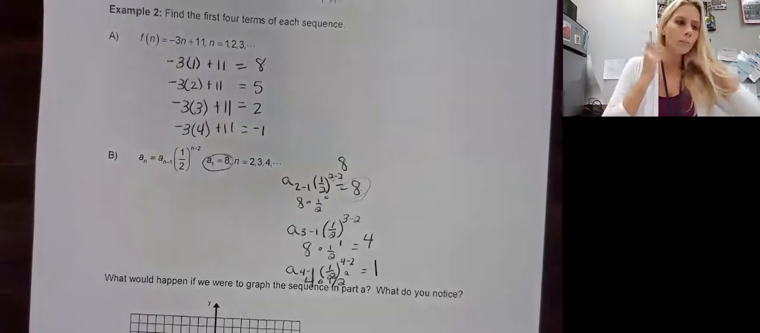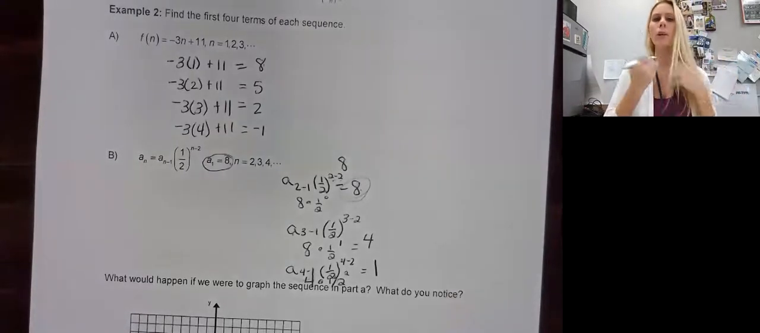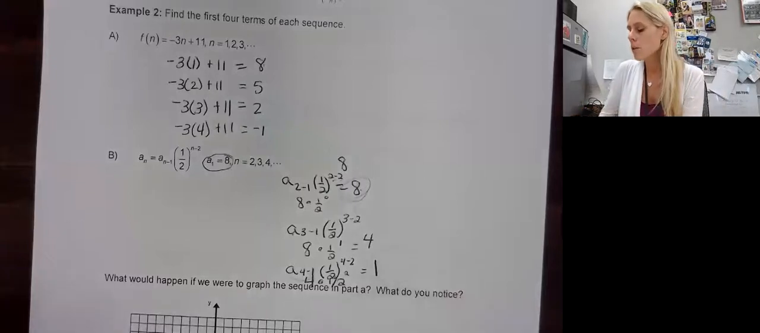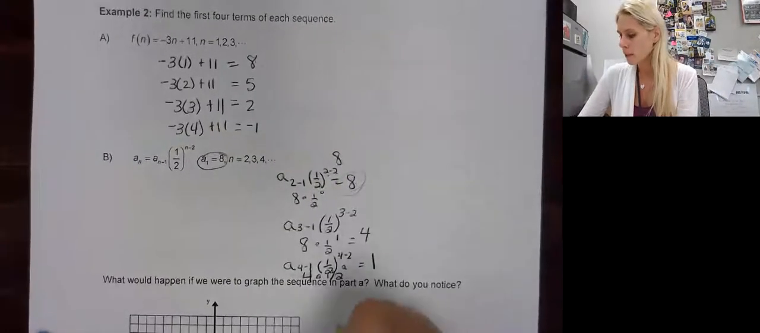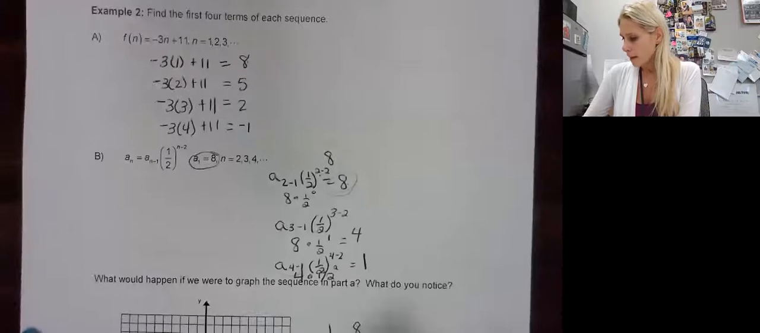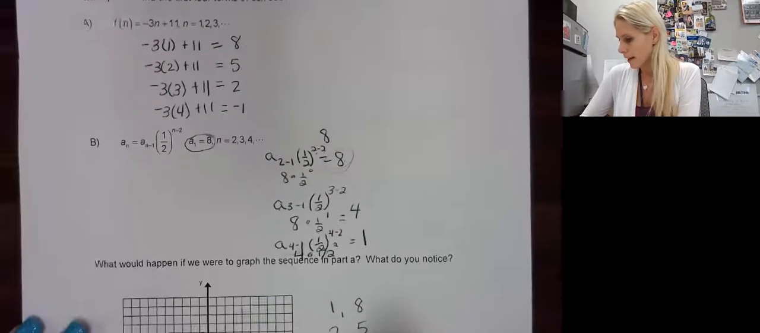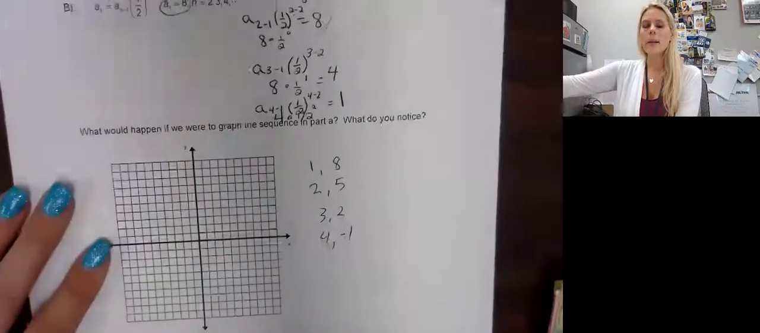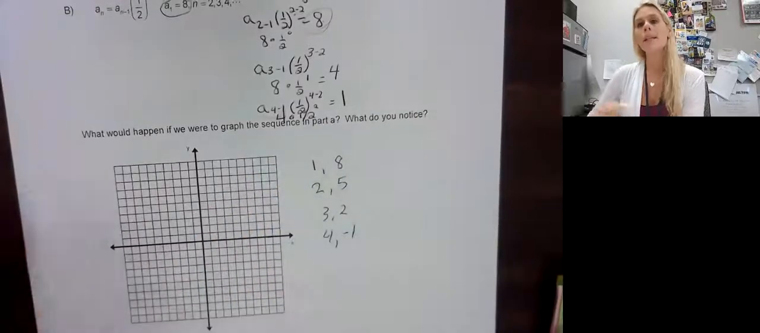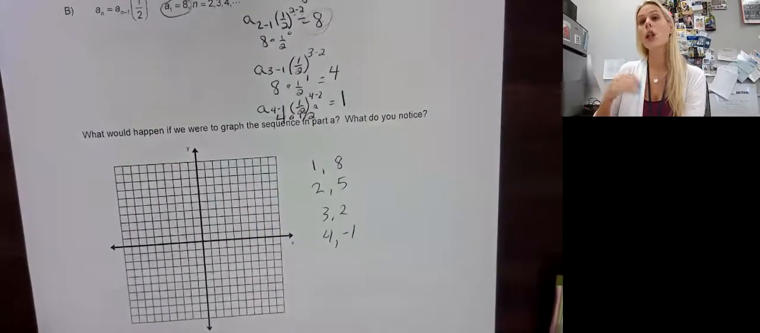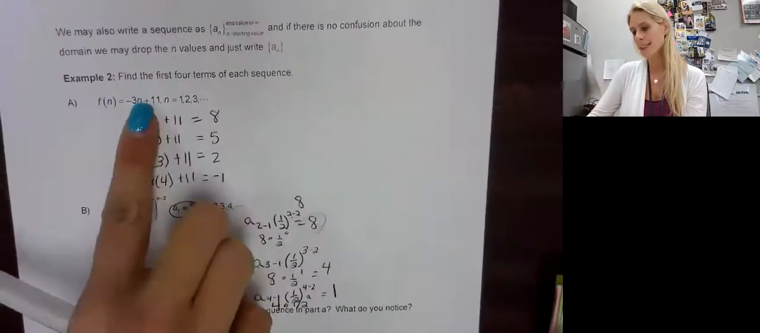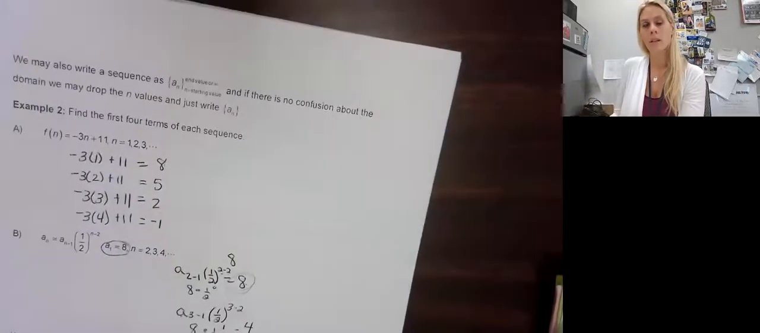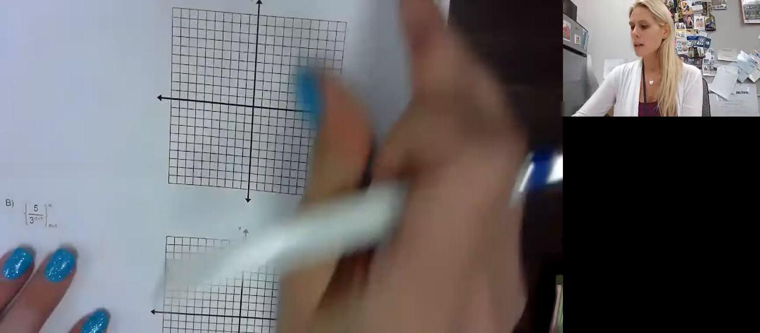Awesome. So now, what would happen if we were to graph the sequence in part A? In other words, we would be graphing the points: at 1 we're at 8, at 2 we're at 5, at 3 we're at 2, and at 4 we're at -1. I'm not going to graph these right now, guys, but the truth is when we put these points in, it becomes a line, or it looks like a linear equation. And that makes sense, right? Because our function was linear. All right, I'm not going to worry about the graph right now.